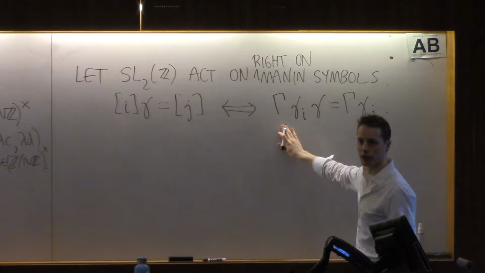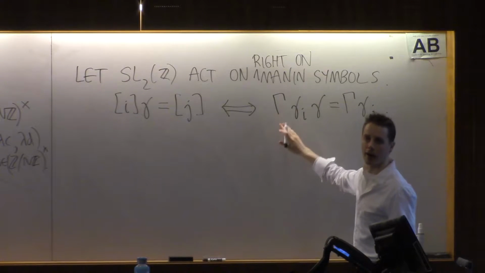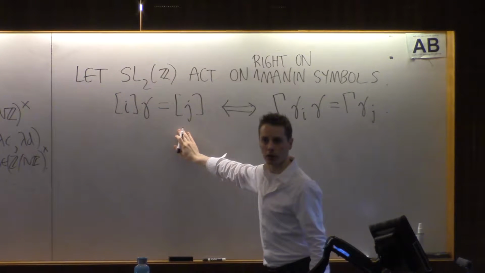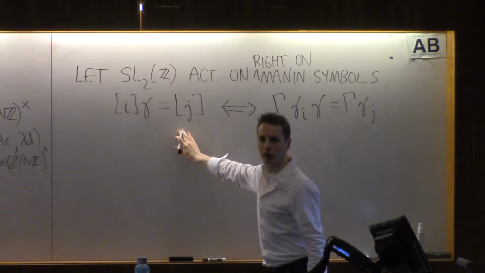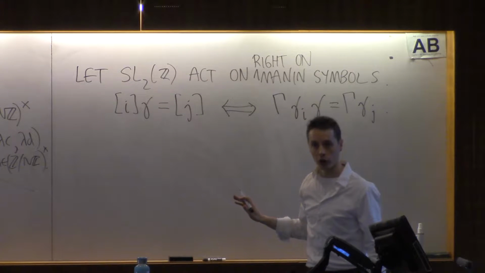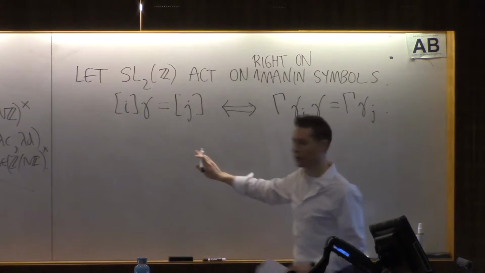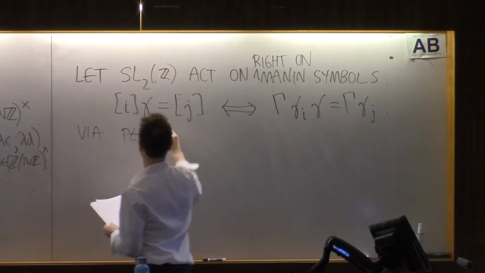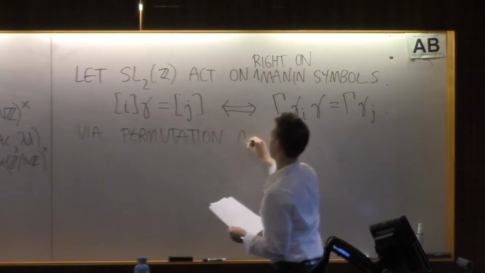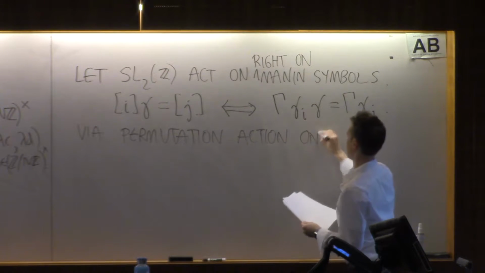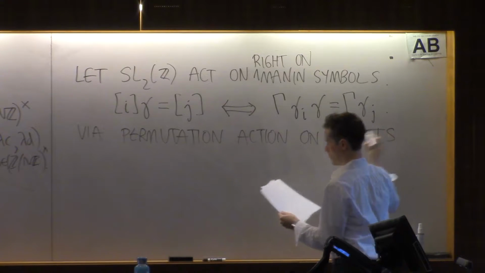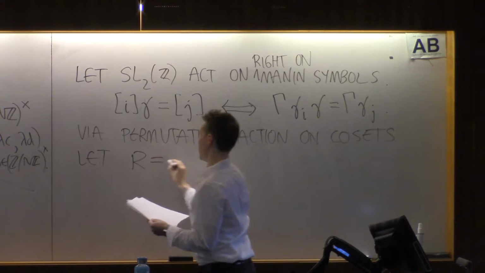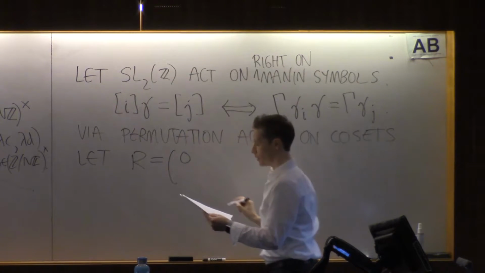Remember I took those as left cosets. And then I hit it with my gamma. Okay, now I have a new coset. And I call that coset J, and then I map it back here. Okay, so the right action is via the permutation action on the cosets. Clear? Okay, so because it's on the right now, we need to think a little bit more critically about, we need a new matrix which is called R.